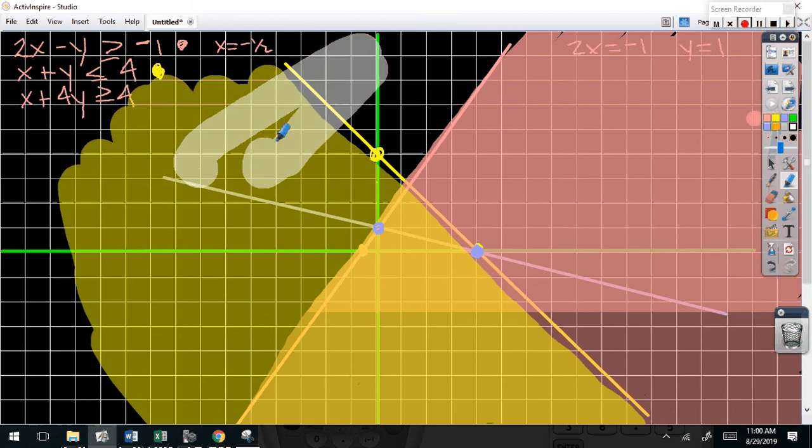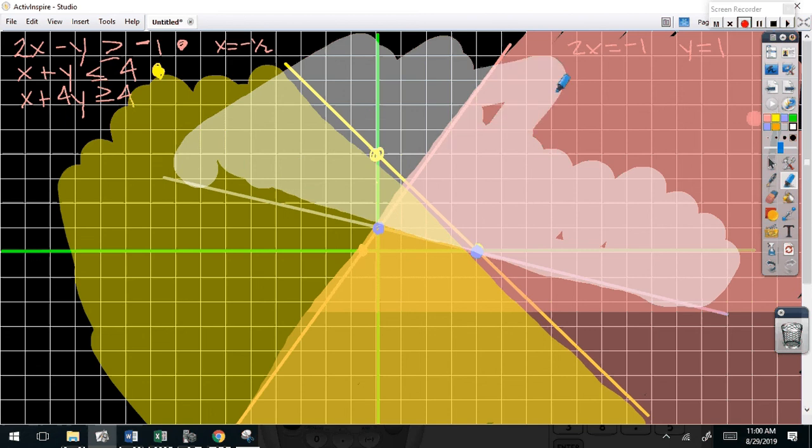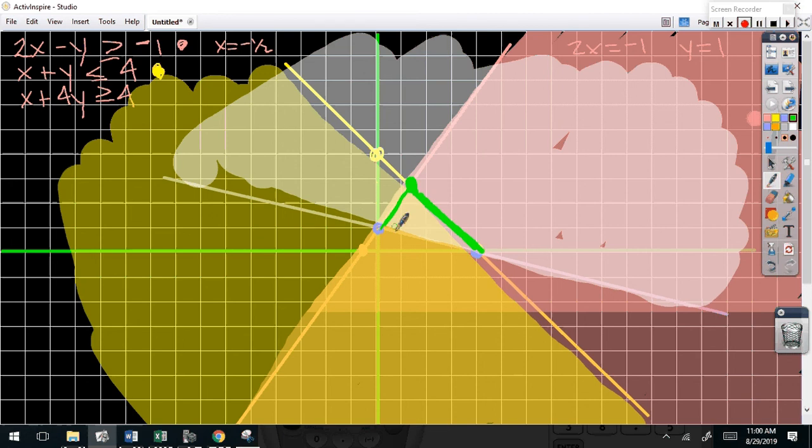All right, so we can tell our triangle, yes? Okay, I'm going to highlight it for you. I want to know the coordinates of the vertices. So these two are super duper easy, right? 4, 0.